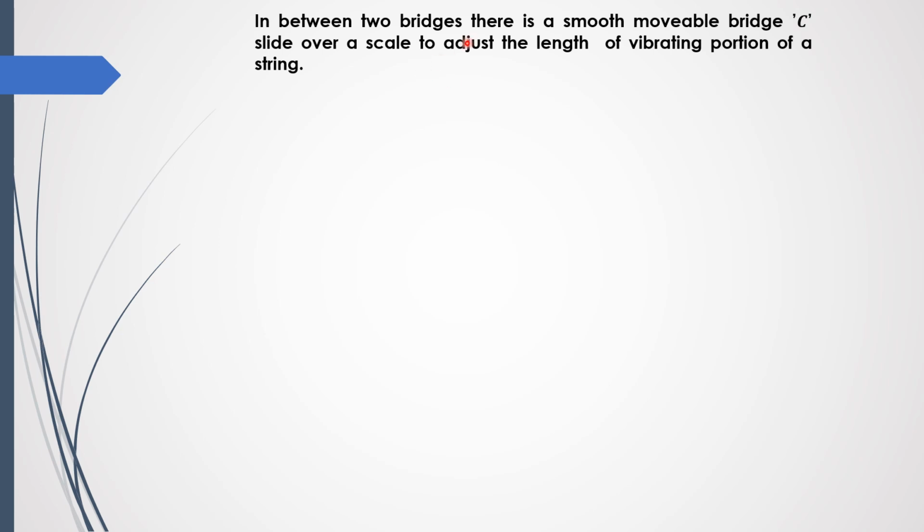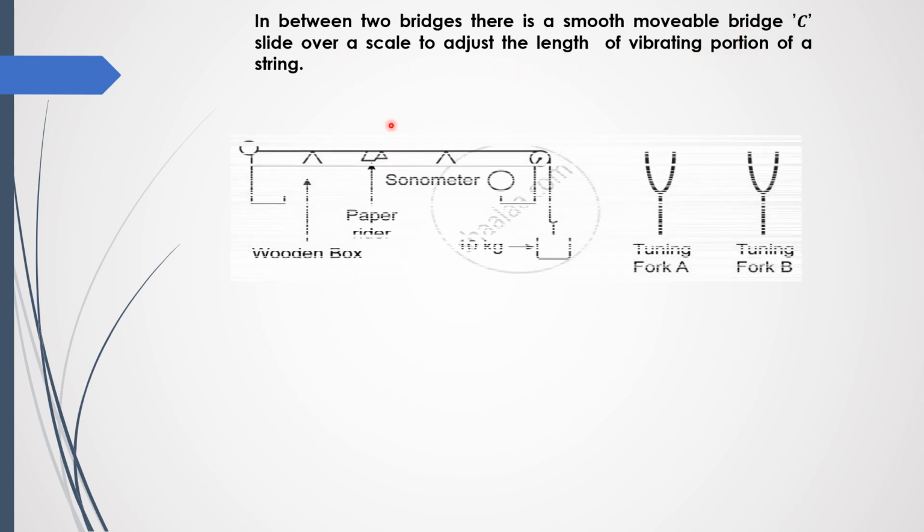In between the two bridges, there is a smooth movable bridge C, which slides over a scale to adjust the length of the vibrating portion of the string. So here we have a diagram in which this is the wire of length 1 meter, these are the bridges A and B, and this is a paper rider or bridge C. One end of the string is connected with a rigid support, while the other end passes through a frictionless pulley and is connected with a weight.